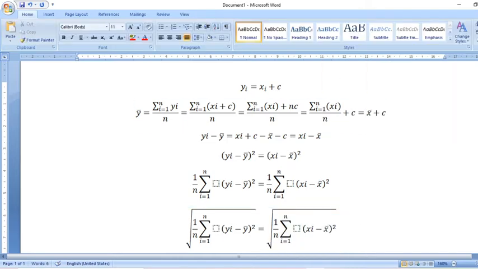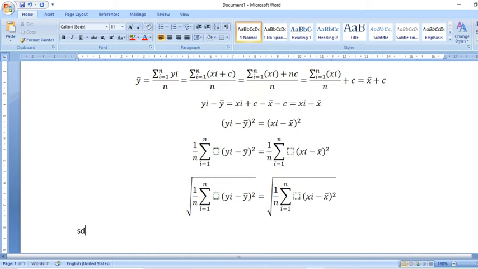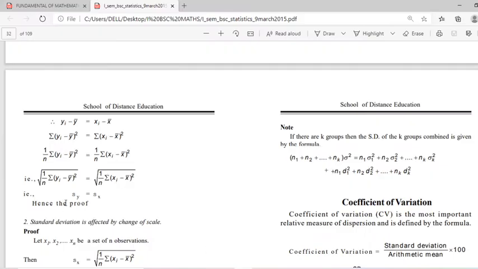So what is this? This is actually the standard deviation of x. That means the standard deviation of y is the same as the standard deviation of x. Okay, this is the proof.